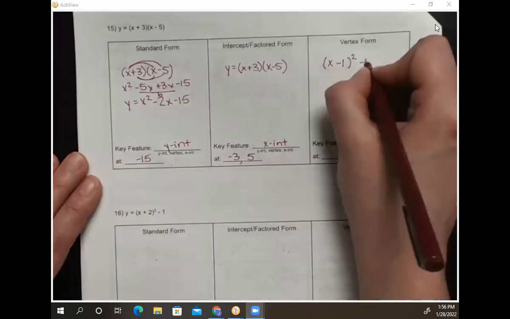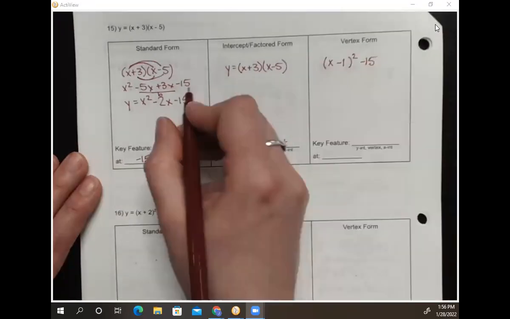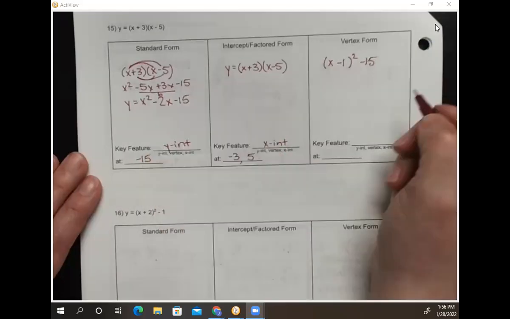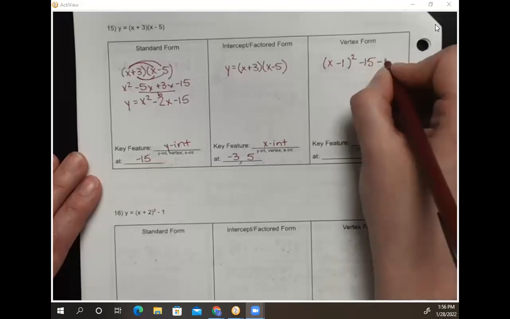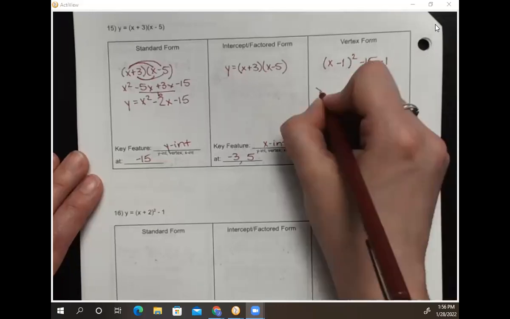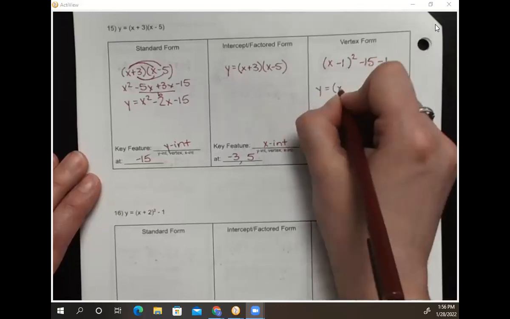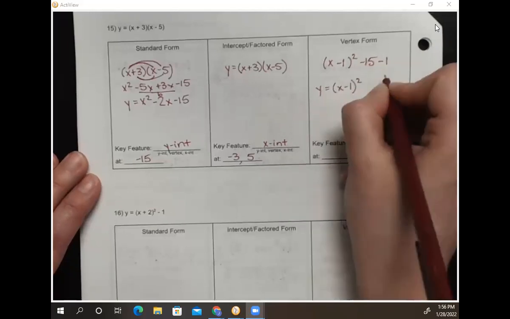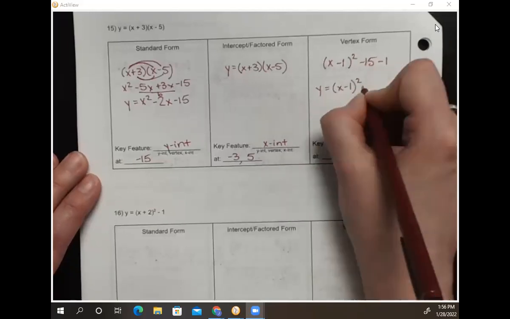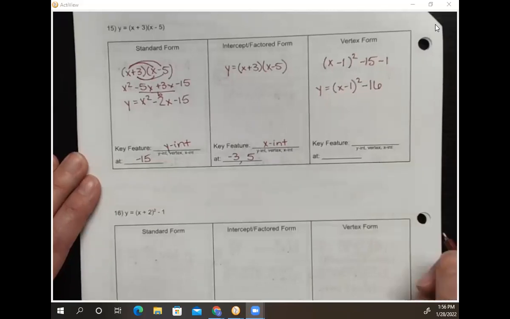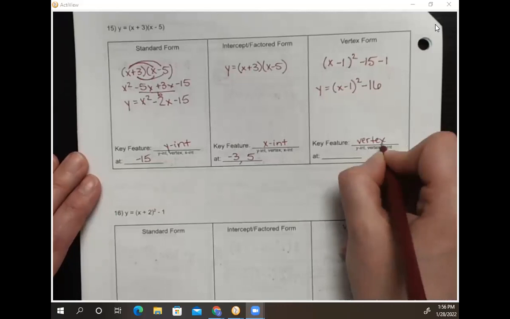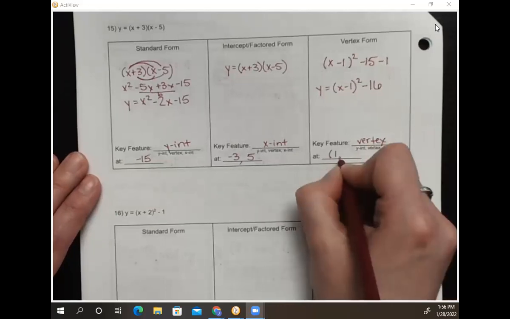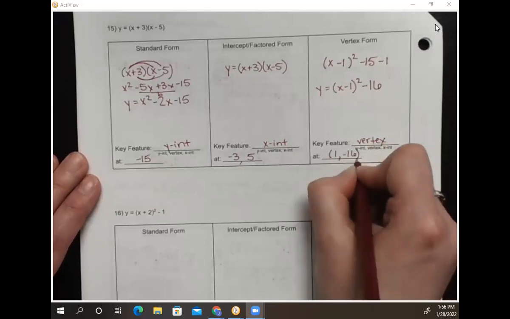We keep the c that we already have. We keep the constant term from standard form, and then we need to subtract that cut in half number squared. So 1 squared is just 1. Then we tidy this up. So we get x minus 1 squared, and then negative 15 minus 1 would be minus 16. The vertex form gives me the vertex, and my vertex here would be 1 comma negative 16.